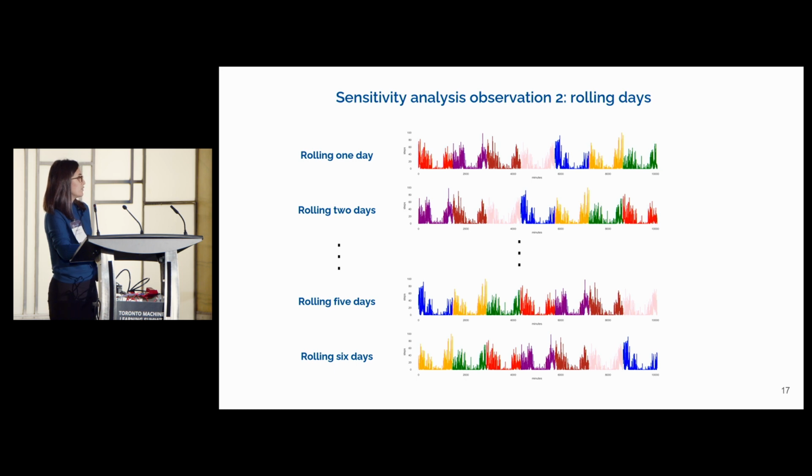So the second scenario that I want to talk about is rolling different days of the week. So this is assuming that the activity level of the person stays the same. And by doing this, we'll get a different snapshot of their activity. So here you can see the time series data when we roll different number of the days within a week.